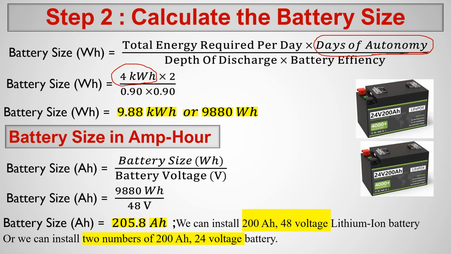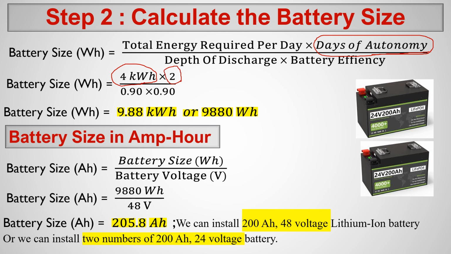Days of autonomy means, if solar panels are not producing power, how many days the battery can supply power to the house. Without depending on the solar panels, how many days can the battery alone supply the house? That is the days of autonomy. Autonomy means autonomous, running independently. That is the general meaning. From that, for days of autonomy we assume 2 days. Usually people take 2 days.